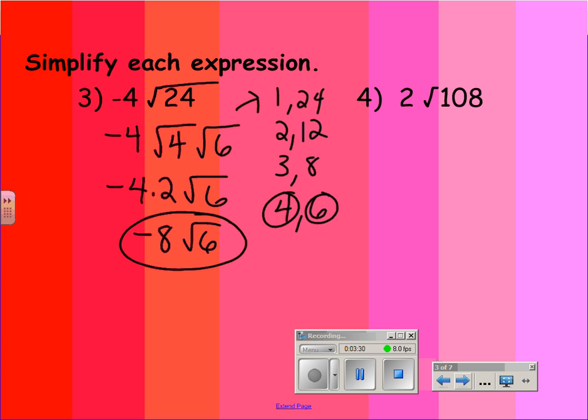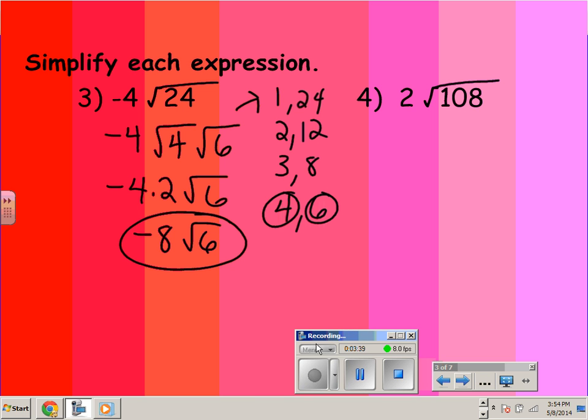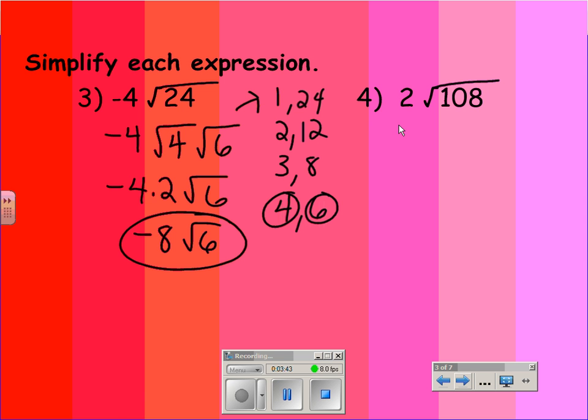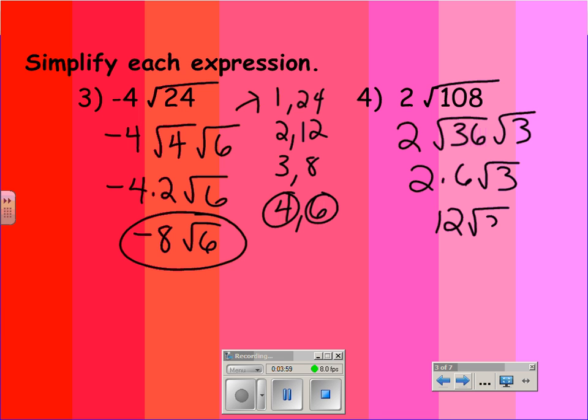Moving on to number 4. It may not be so obvious. You're going to think of your perfect squares. I'm going to show you the best way to do it, and then I want to show you a workaround in case you didn't get there immediately. So 108 can be divided into 36 and 3. That's the best way to get there because we know that 36 is a large perfect square. So we're going to have 2 times 6 times the radical of 3. So we'll have 12 times the square root of 3.